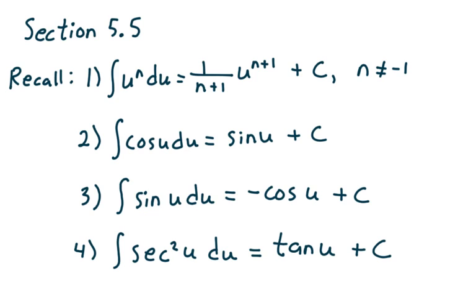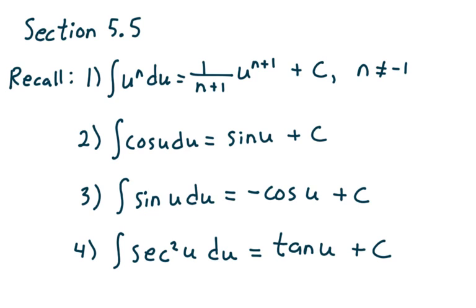Recall, the integral of u to the n du is 1 over n plus 1 u to the n plus 1 plus c, where n does not equal -1. So if I take the derivative of 1 over n plus 1 u to the n plus 1 plus c, remember c is constant, I claim that I will get u to the n back.